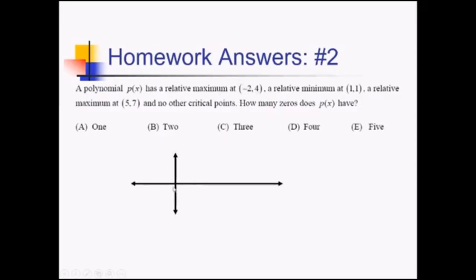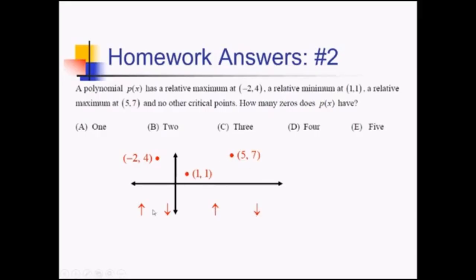So negative 2, 4, that's somewhere over here. 1, 1, that's somewhere to the right of the y-axis and above the x-axis. And 5, 7, that's somewhere to the right and above that 1, 1 point. Now, in terms of what this function's doing, since this first one we're told is a relative max, that means our function is going from increasing to decreasing around that one. And this next one, the relative min, we're going from decreasing to increasing. And then finally, this next one's a max, so increasing to decreasing.